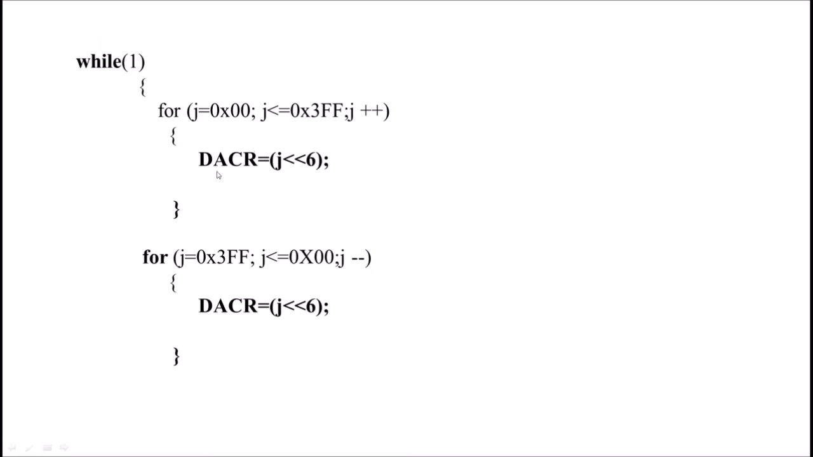So this is for the increasing part of the triangular signal, and when it reaches 3FFH, it will come out of this loop and start decrementing. So for j equal to 3FF, while j is greater than or equal to 0, we will decrement the value of j and store this value in the DACR register. We are shifting this value by 6 bits. So it will generate a triangular signal. So using this logic, we can write a program to generate any type of signal. You can try for a staircase signal also.